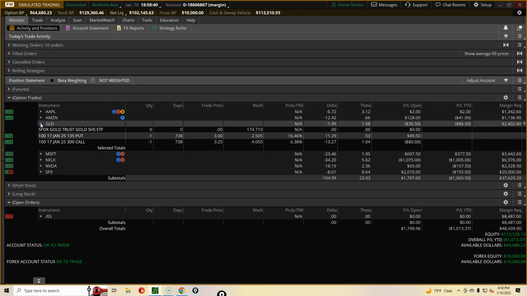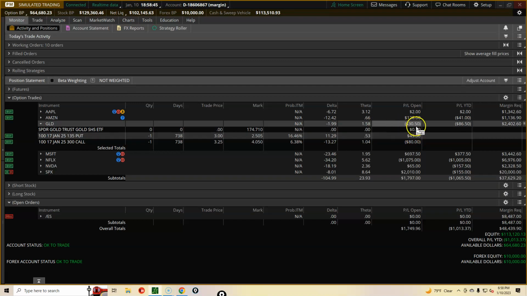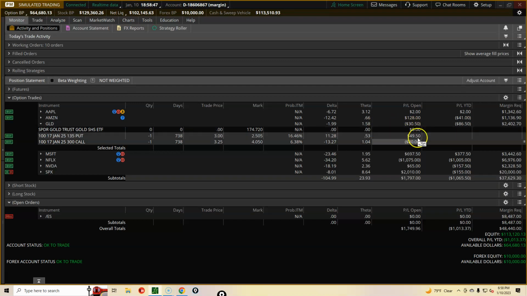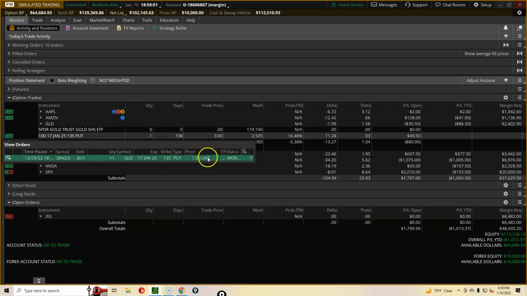Now this is a gold strangle. Right now this is down about 30 bucks because this call has gone up, and it's in the red by 80, but this one's profitable by 49.50. Same thing, these are both set to close at a limit order for just whatever half the premium. So brought in $3, close it at 1.50.